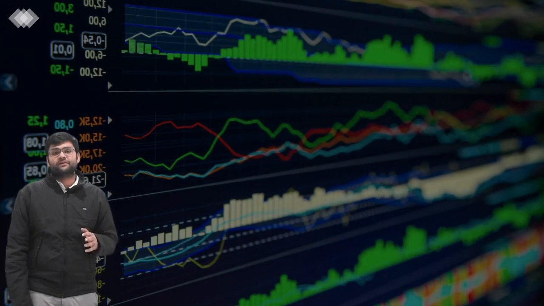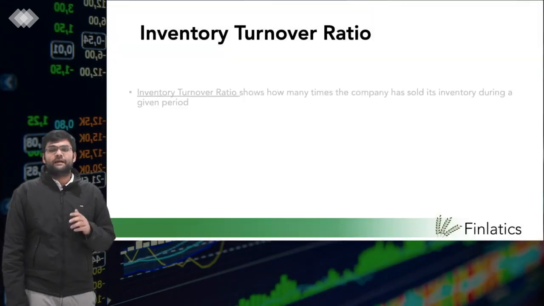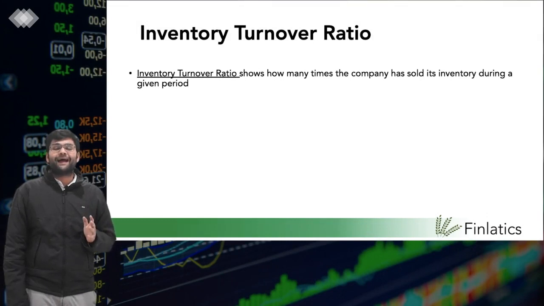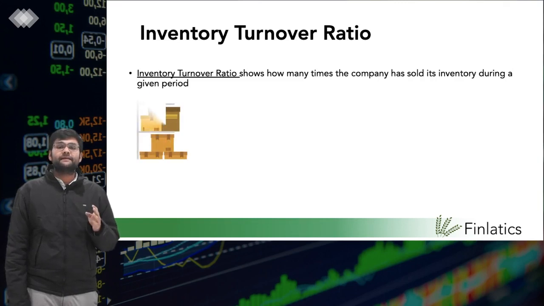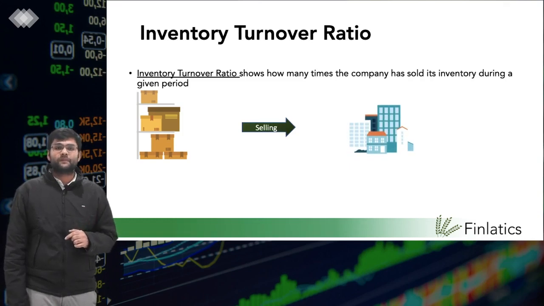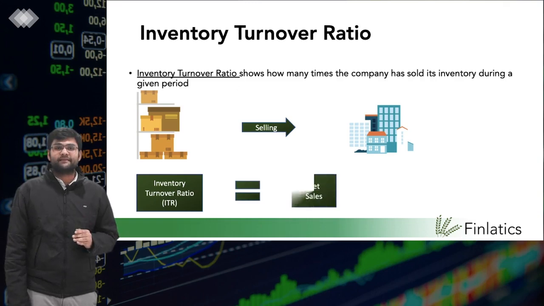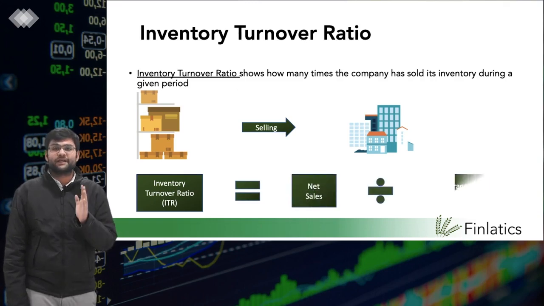The next measure that we will be looking at is inventory turnover ratio. Inventory turnover ratio, or ITR, broadly measures the number of times a firm sells its inventory in a given year. Broadly, it is measuring the speed at which the firm is selling its inventory. Inventory turnover ratio is equal to net sales divided by average inventory.